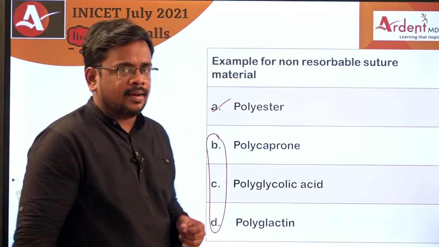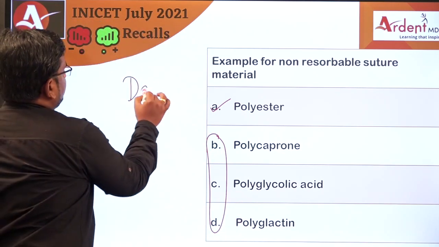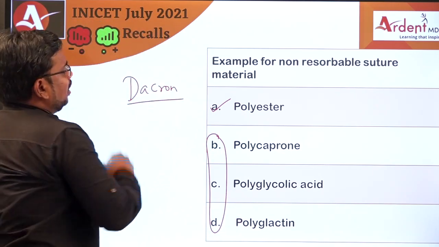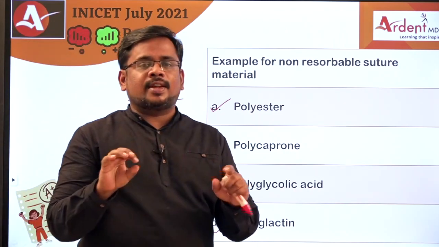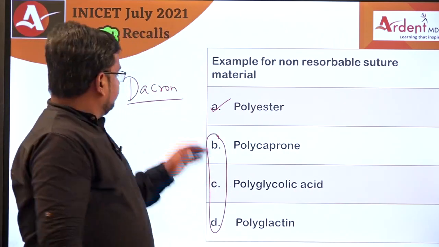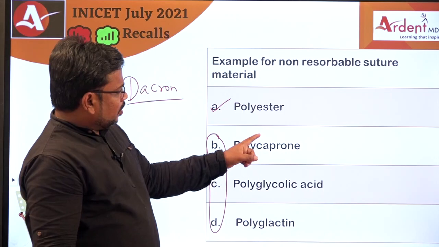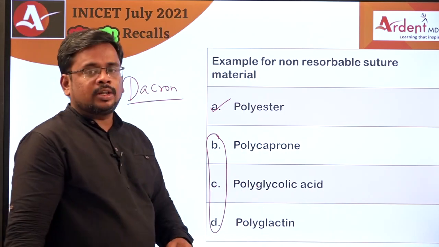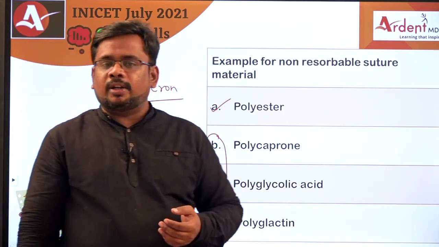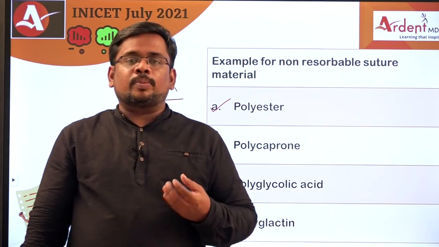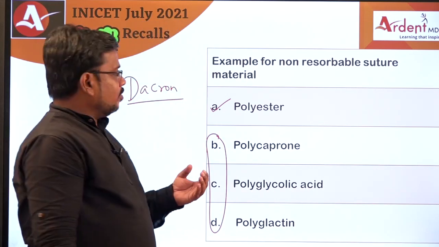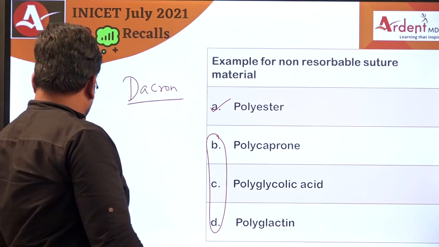And what is called Dacron? You have to know this. Dacron is nothing but polyester coated with Teflon, which is called Dacron. And apart from polycaprolactone, polyglycolic acid, polyglactin, what are the other absorbable suture materials? Catgut, chromic catgut, all these are examples of absorbable suture materials.